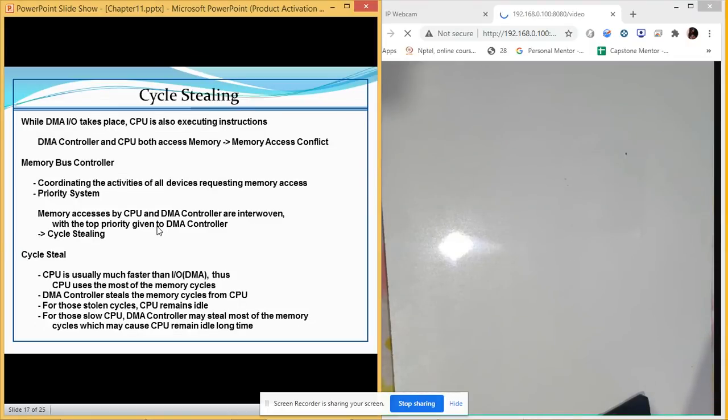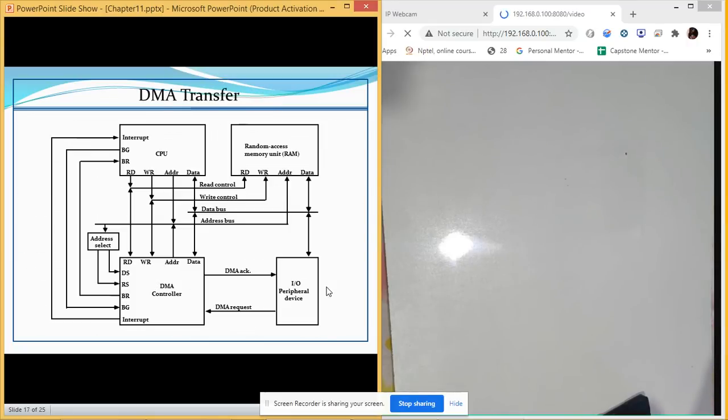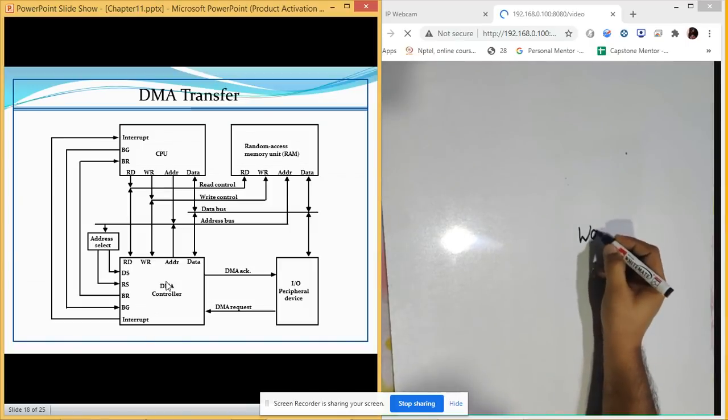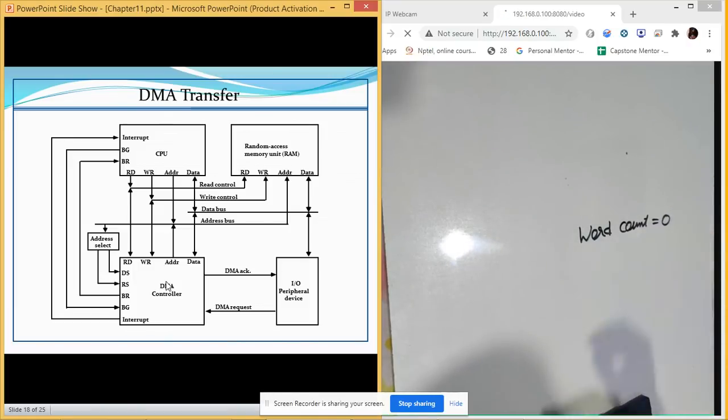Now, as I told you earlier, whenever there is any value to read, this address register will be auto incremented, whereas this word count will get automatically decremented by one once the data is transferred successfully. Now, once the data transfer is completed, how will the DMA controller know that the data request is completed? When the word count value, which is initialized by the CPU, becomes 0, it means the data transfer was successful. So it will send an interrupt once it is complete.